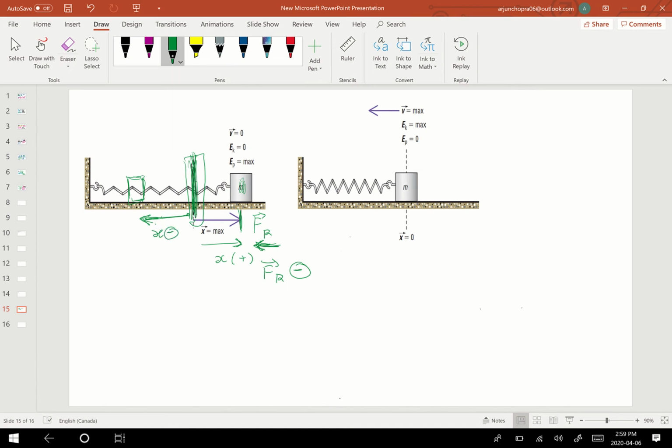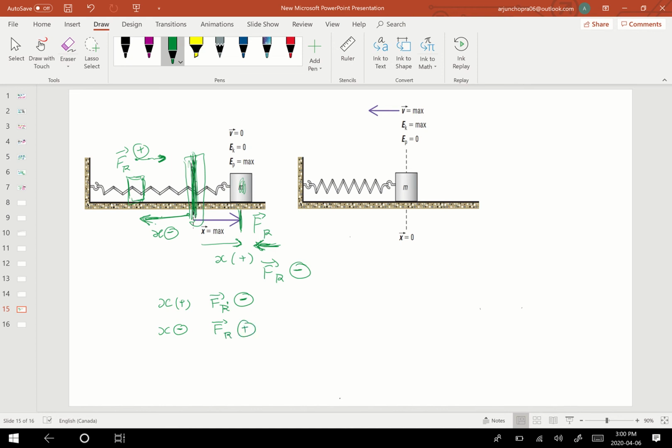If the displacement is negative, restoring force will be in which direction? This restoring force generated in the spring will try to push the spring in the opposite direction. So Fr will be positive. What we can conclude from this small exercise is that when the displacement is positive, spring force is negative, and spring force is also the restoring force. And when the displacement is negative, the spring force or the restoring force is positive. That's what we can conclude from here.